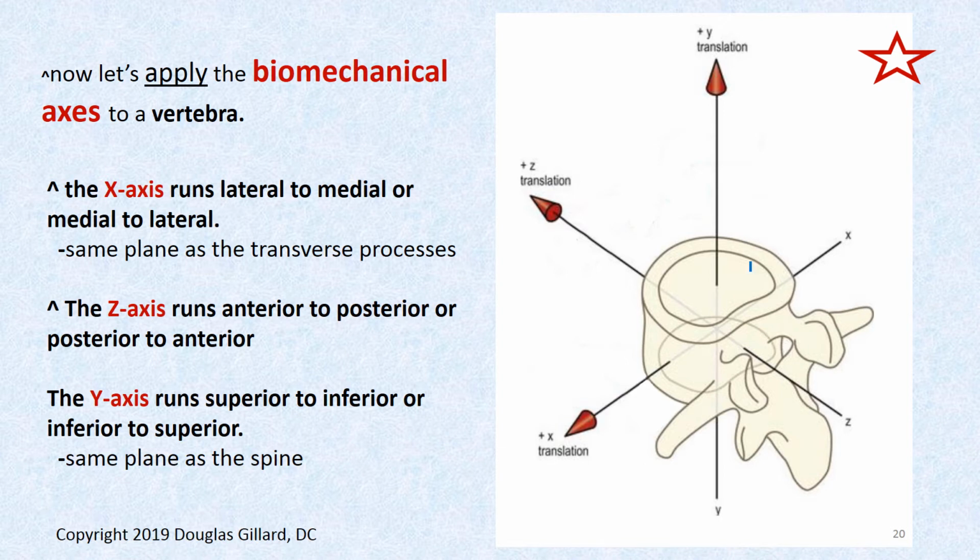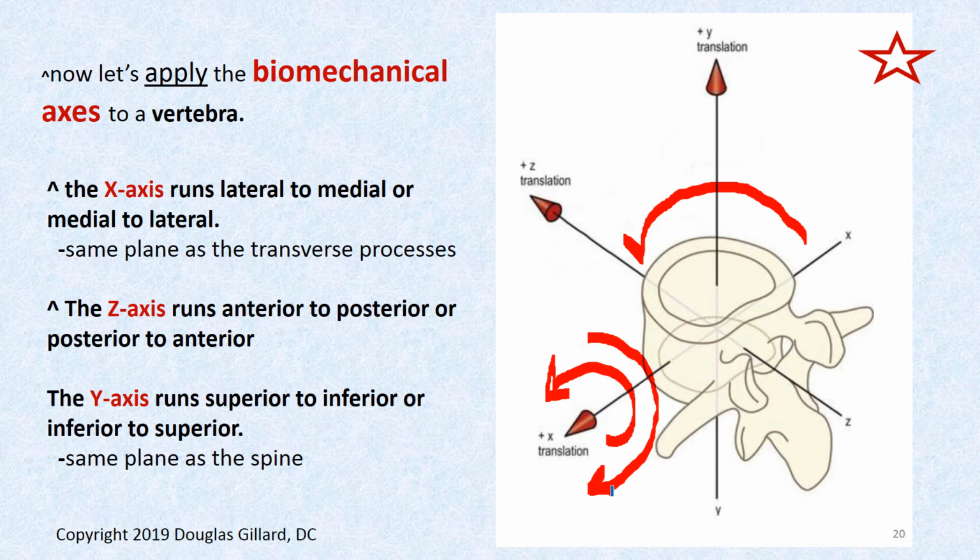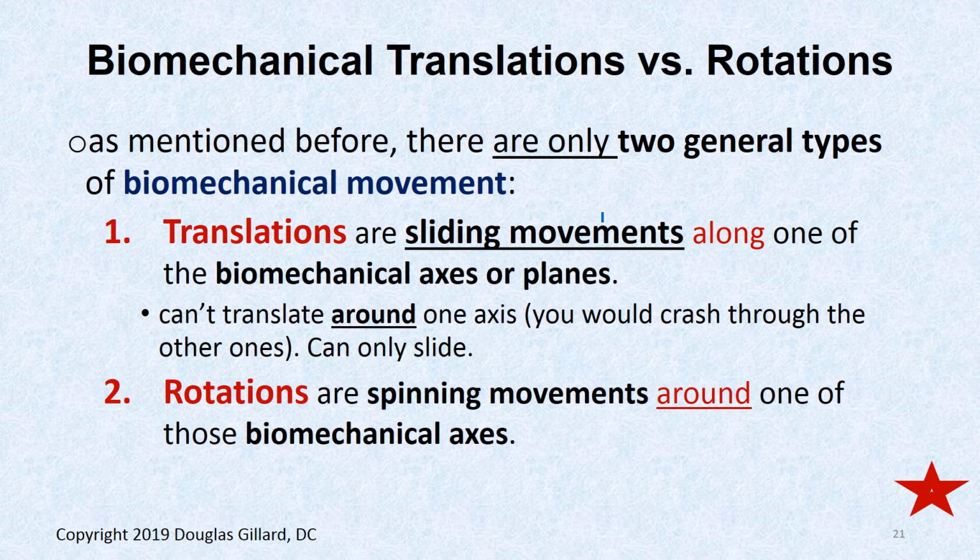That's a rotation. You can also rotate the bone around these sticks. So we can rotate around the y-axis. What's that? That's rotation. We can rotate around the x-axis. What's that? That's flexion. If you rotate it the other direction, that's extension. Okay, and then we can rotate it around the z-axis. What's that? That's lateral bending. See how that works, and we'll expand on that.